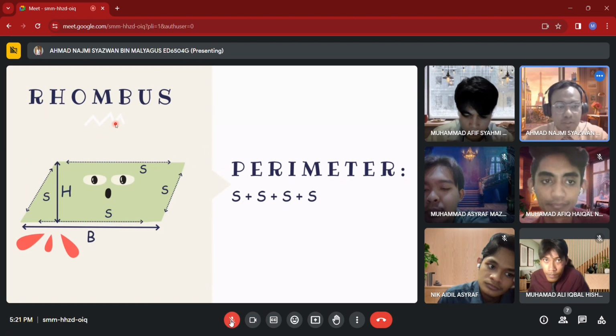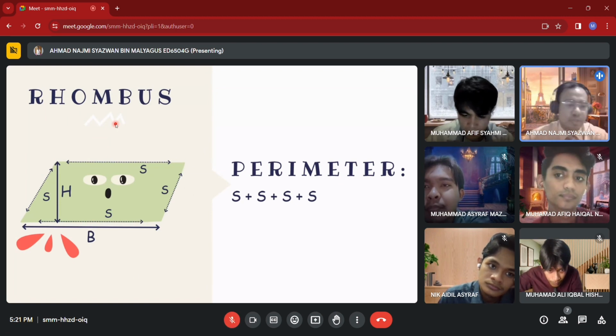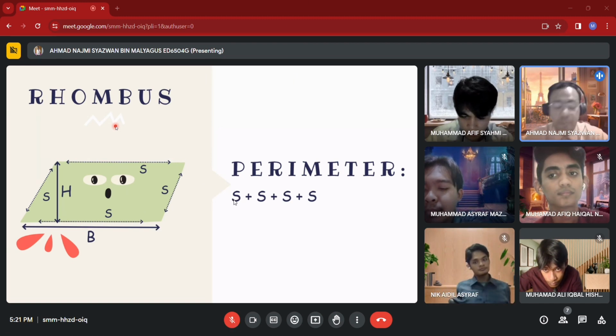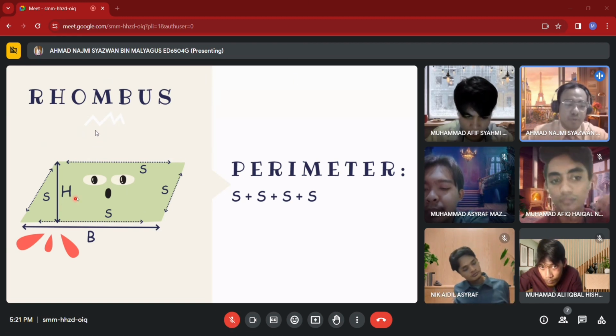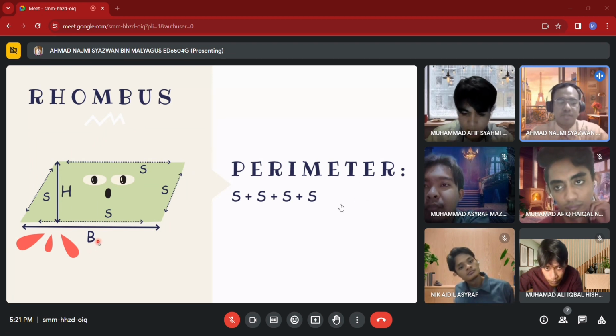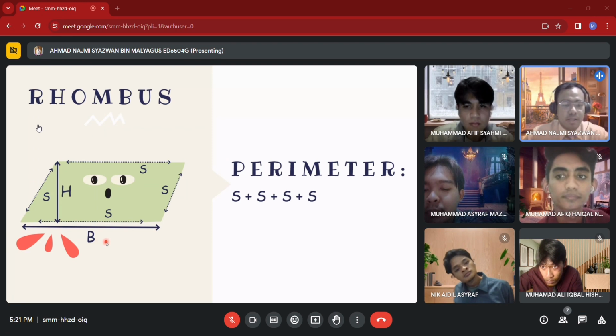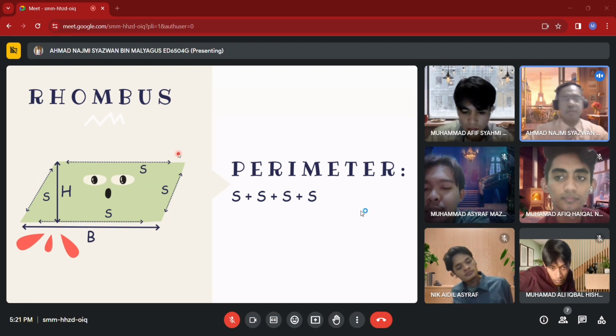So next, I think this is the last shape for today. It is the rhombus. So similar to the triangle and trapezoid, don't be confused with height and base, since the height and base will be used in the area, but not in the perimeter. In the perimeter, it will stay as all 4 sides added together in order to become the perimeter of a rhombus.